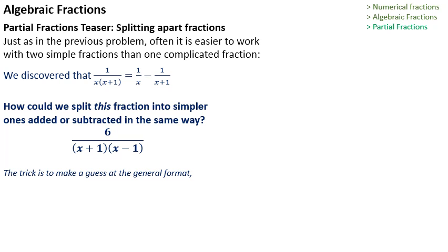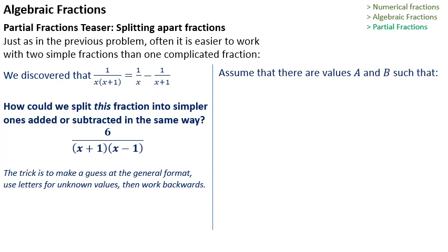And the trick with this is to make a guess at the general format that we're expecting. We use letters for any unknown values that are in there, and then we work backwards. Essentially, we are using the same technique we used to prove the original result. The only difference is, instead of knowing that there's a 1 on the top and a 1 on the top, we don't know what numbers are going to be on the top of each fraction. They may be the same, in some cases they may be different, sometimes they may be fractions, but if we know the kind of format we're expecting, we can confidently make this assumption.